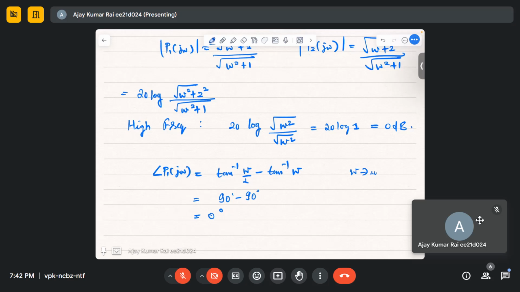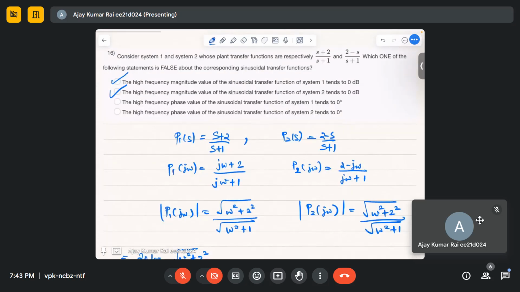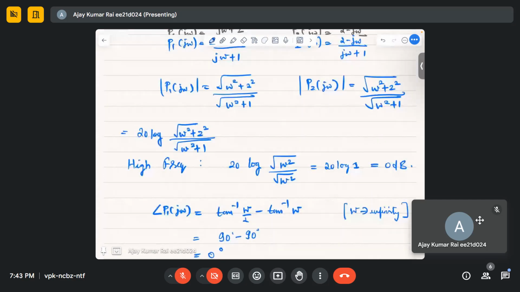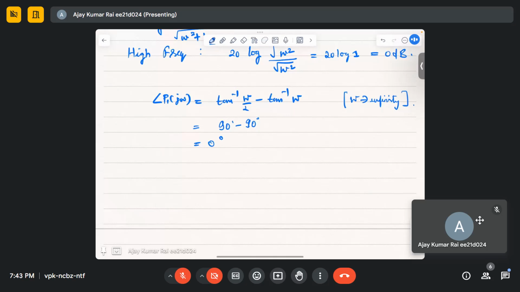So omega here is going to infinity, at higher frequencies. So it will tend to 0 degree. So the third statement is also correct. This is for system 1. So let's find out for system 2.